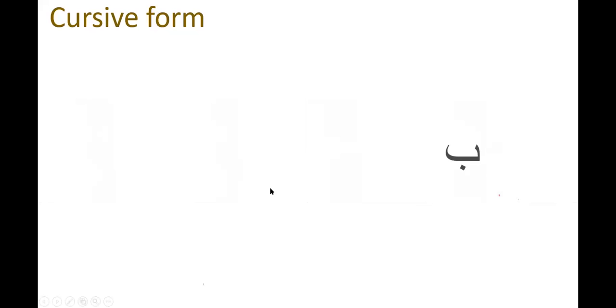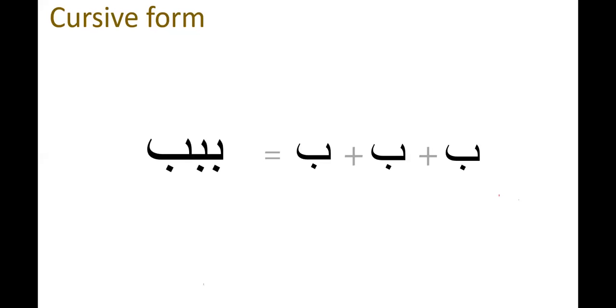Okay, so now that we know that Arabic letters are in cursive, if we take this letter over here, the letter ba, there's one ba. Let's say we add another ba, and another one. So let's take 3 letter bas, and join them together, and let's imagine this was a word. There's no word that has ba, ba, ba, but let's say this was a word. This is how it would look.